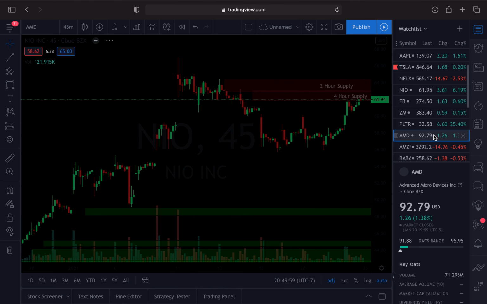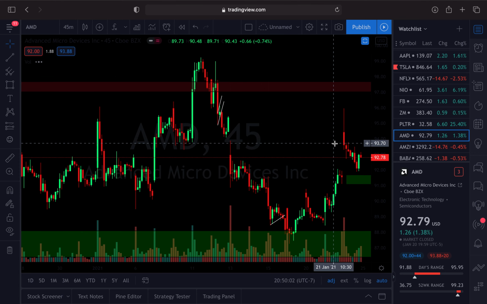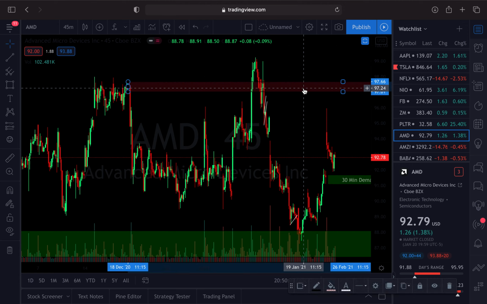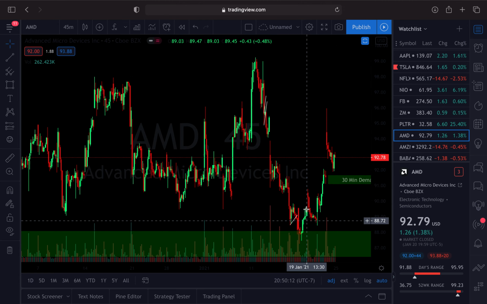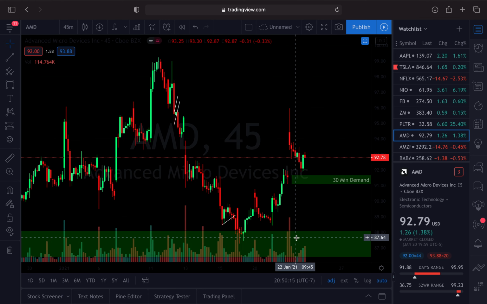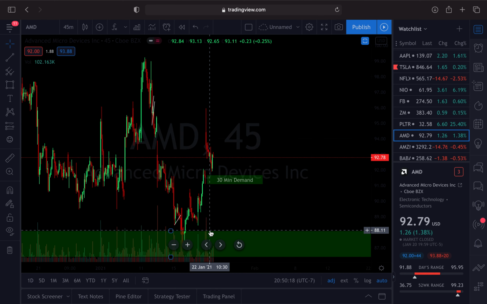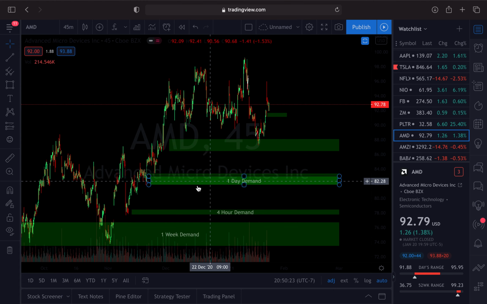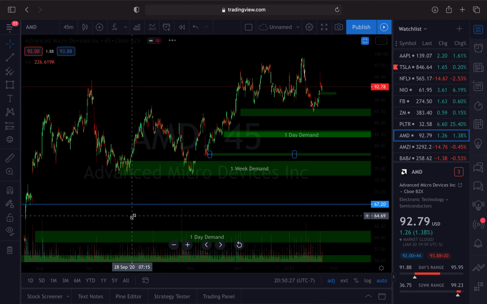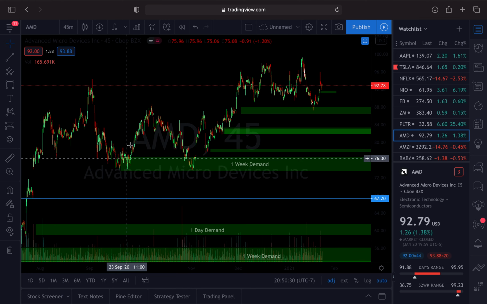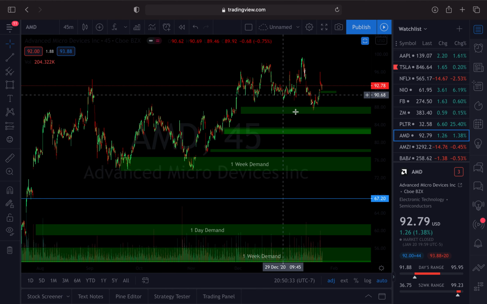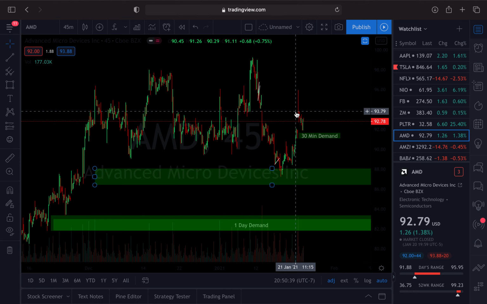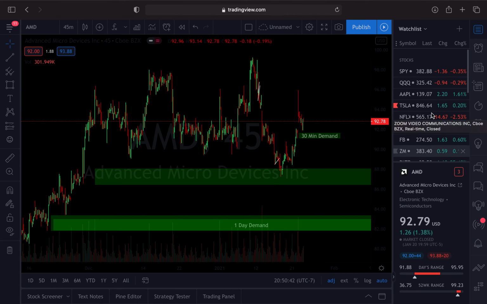AMD, another play that I did. Check out the bounces that have been happening on AMD. This zone doesn't exist anymore. Here's one that we played, right here. And let's take a look at how this zone formed. We have daily demand right here. Let's look at this weekly zone. Look at this weekly demand zone bounce. All these zone bounces happen all the time. It's insane how often these zones happen. Let me see if I can find any good examples for you guys.